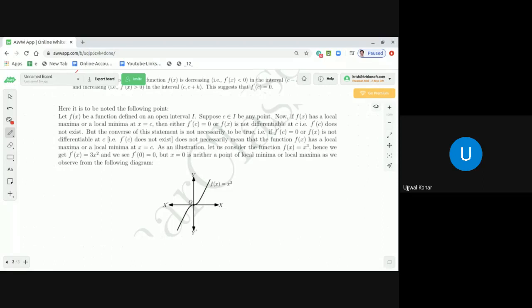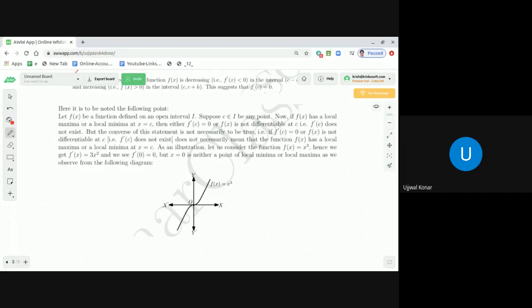But the converse of the statement is not necessarily true. That means if f dash C is equal to 0 or f(x) is not differentiable at C, that means f dash C does not exist, that doesn't necessarily mean that function f(x) has a local maxima or a local minimum at x equal to C.